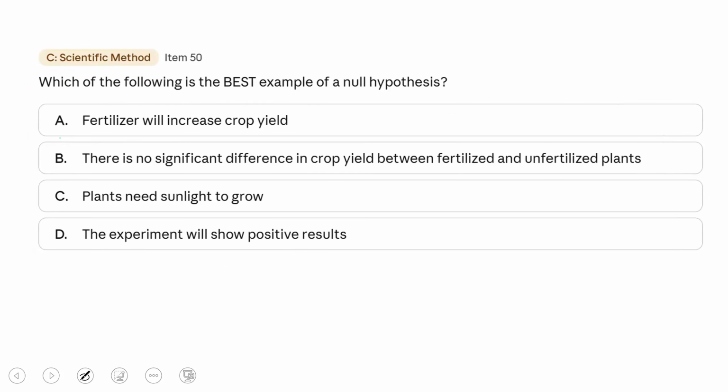Next, which of the following is the best example of a null hypothesis? The answer is letter B. There is no significant difference in crop yield between fertilized and unfertilized plants. So when we say null hypothesis, you won't be confused with the alternative hypothesis. Null corresponds to no significant difference, or no distinct difference. So when we say null hypothesis, it always states the independent variable has no effect. Okay. So null means no effect as well.